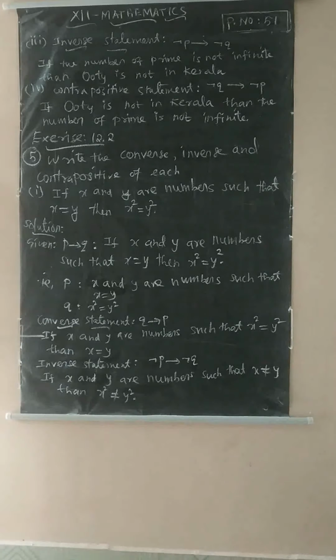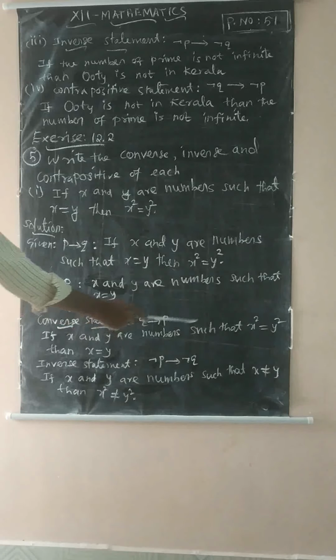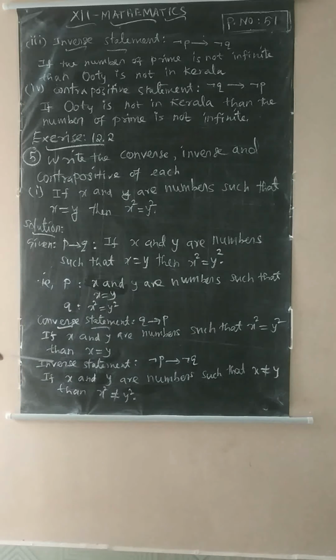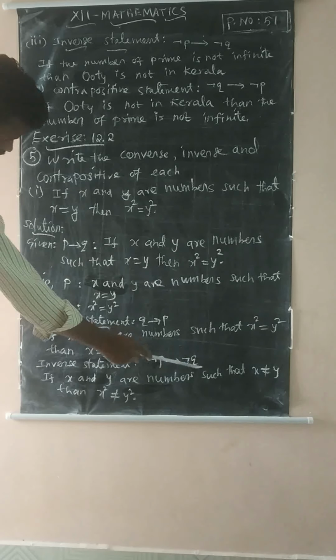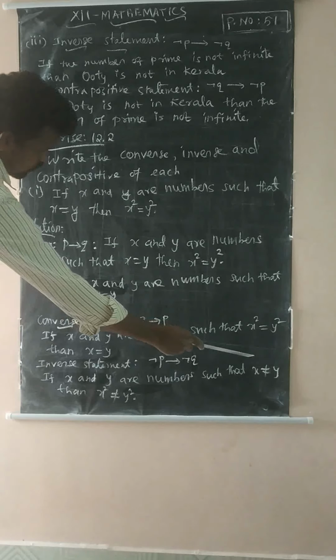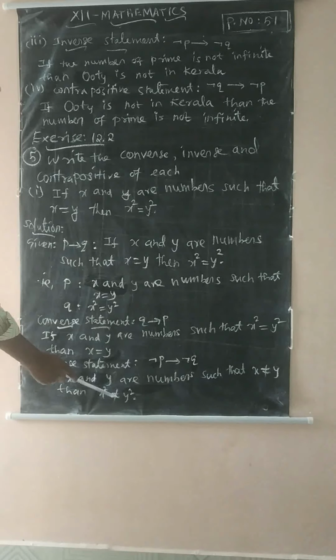First we write the converse statement, Q conditional to P. So interchange the sentences. If x and y are numbers such that x square equal to y square, then x equal to y. So use the words if then. Next, inverse statement. Here use negation. Negation P conditional to negation Q. If x and y are numbers such that x is not equal to y, then x square is not equal to y square, which is the inverse statement, students.